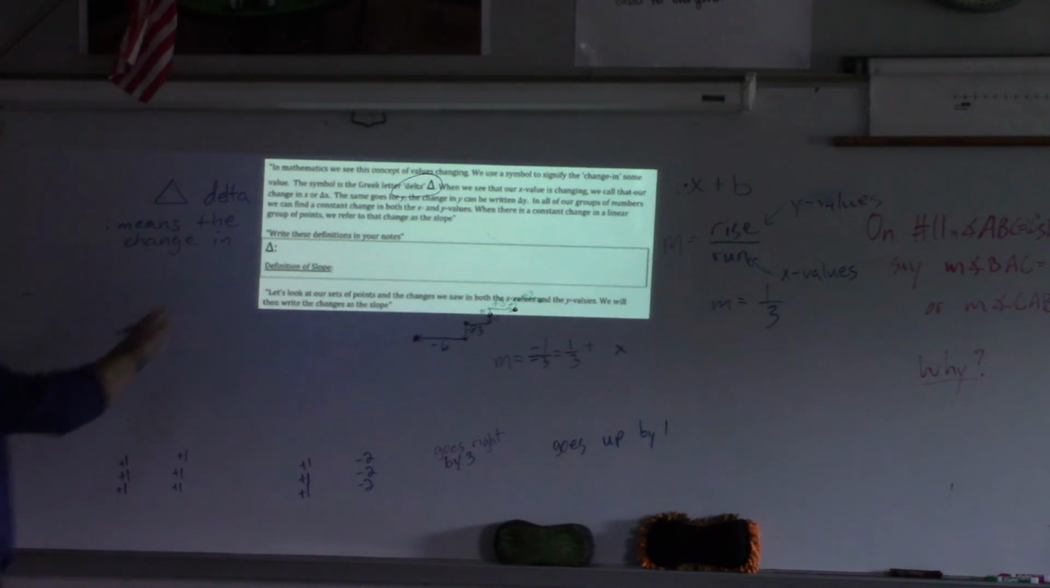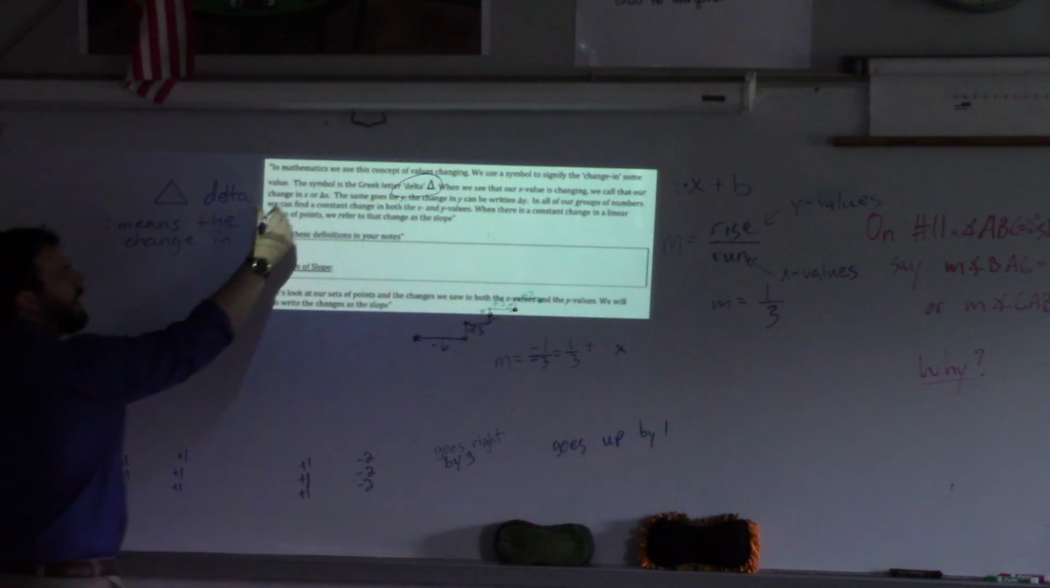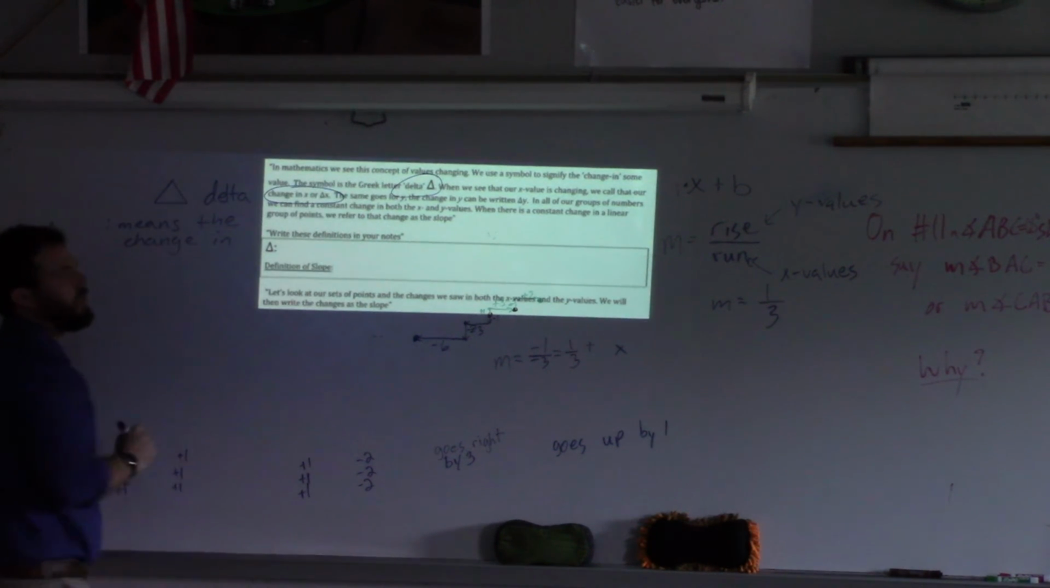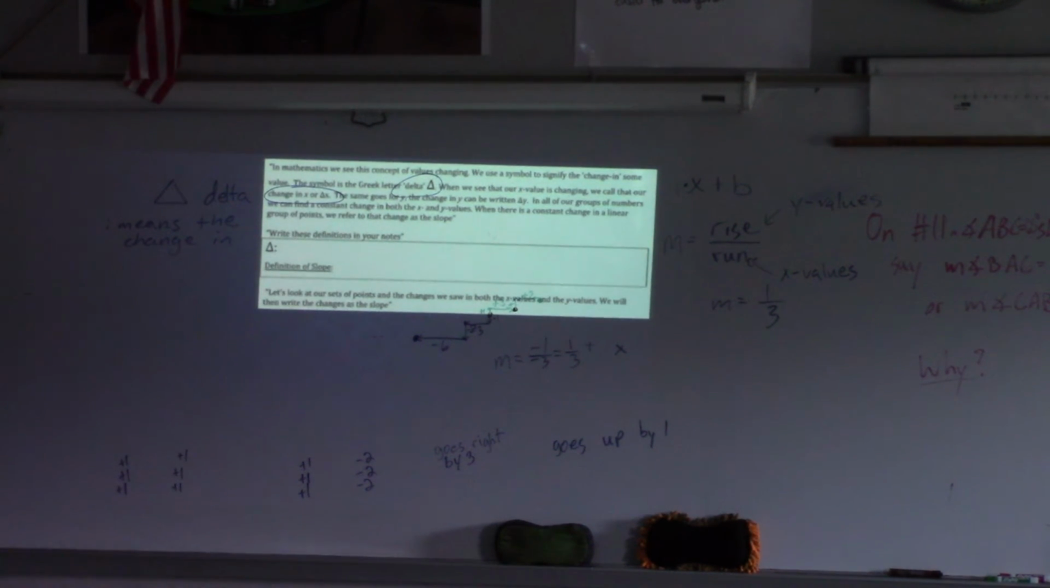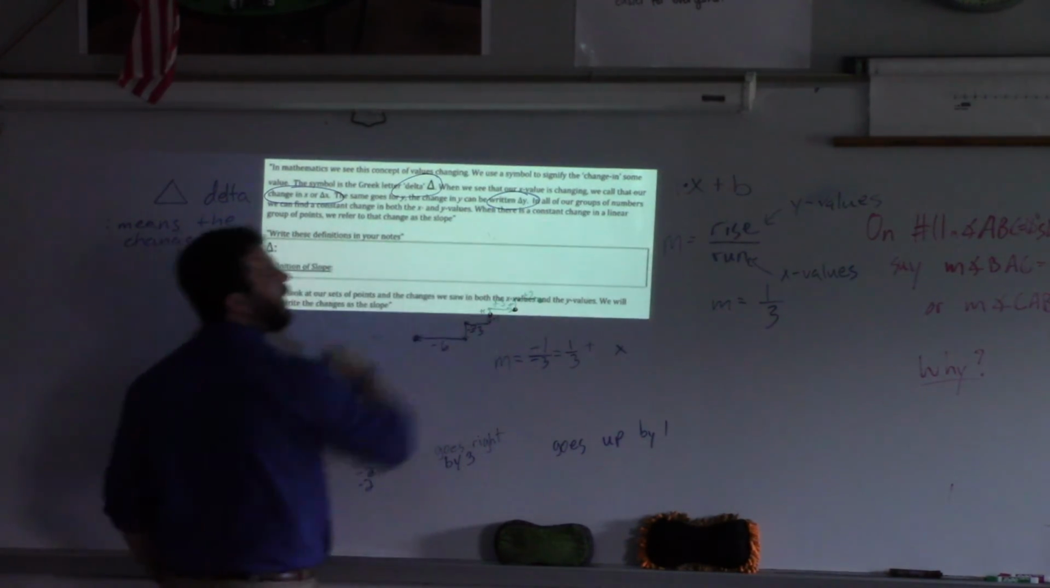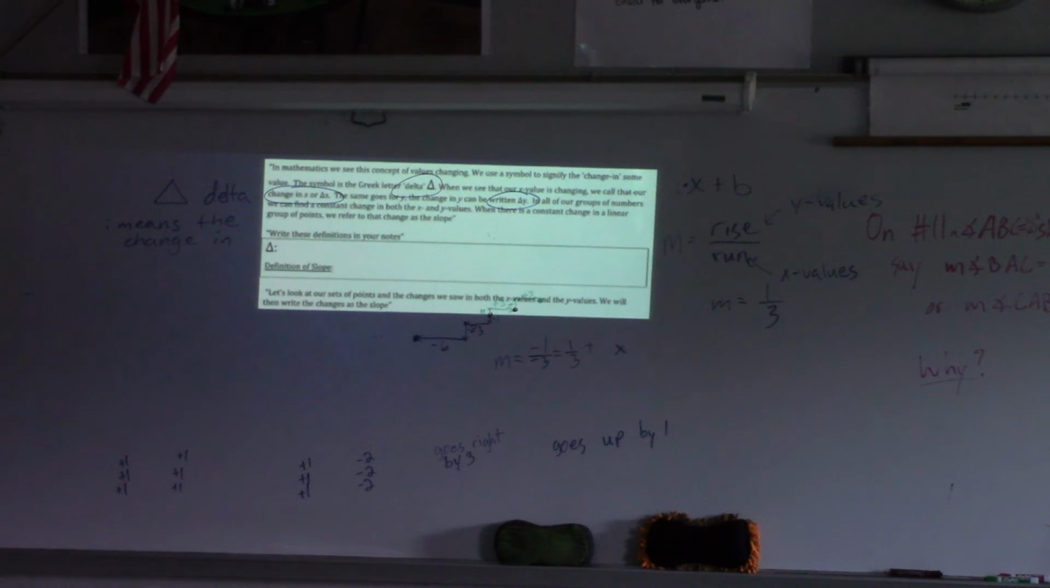Notice how it next says when we see our x value is changing, we call that our change in x or delta x. So delta x is the what? I heard someone start to say it. The change in x. So what do we mean by delta y? Change in y. The change in y.